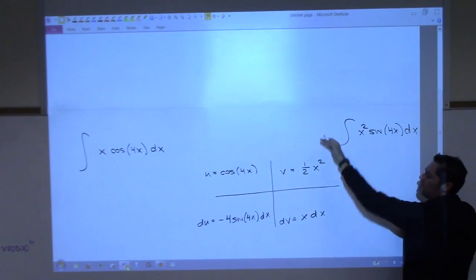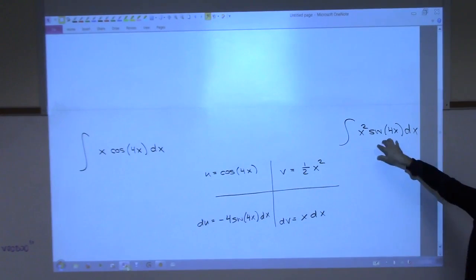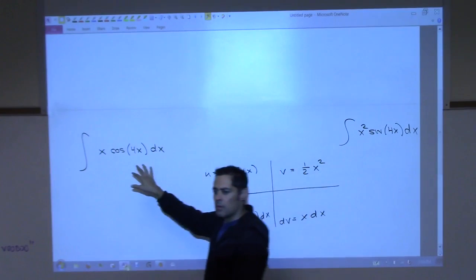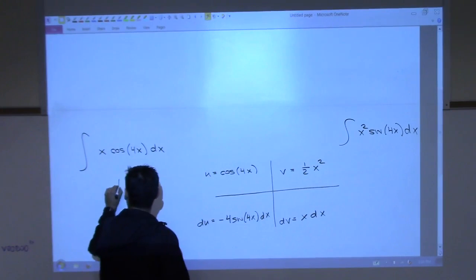I would pull constants out. So I would pull the 1/2 out. I'd pull the -4 out, right? I'd pull that out. But that's what would be in that new integral. And this is not any cleaner or easier to do than this one, right? So that's a bad choice of u. So Lewis's choice was correct to begin with.